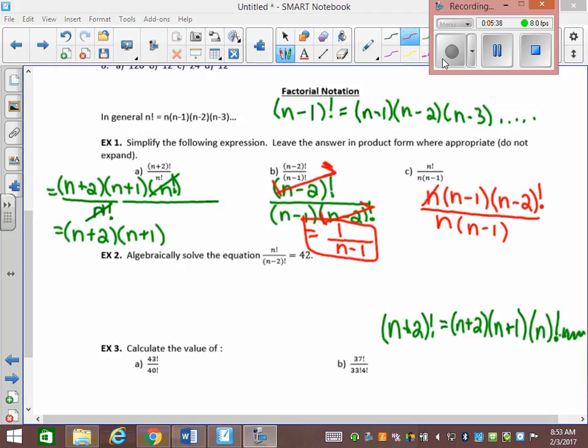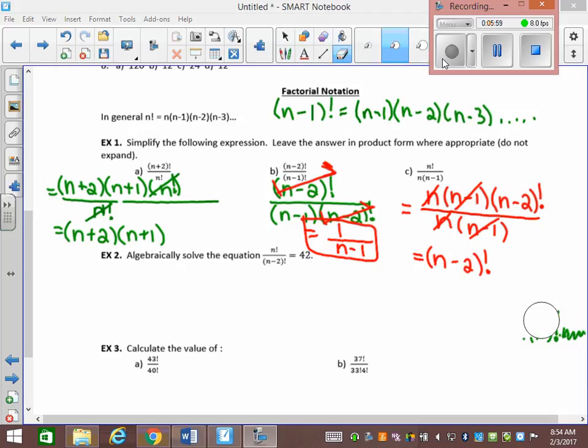And now I can cross these off. I can cross these off because this is just n minus 1. I wouldn't be able to cross an n minus 1 factorial with an n minus 1. They aren't the same, right? So that's why I have to keep going. And so it's n minus 2 factorial.